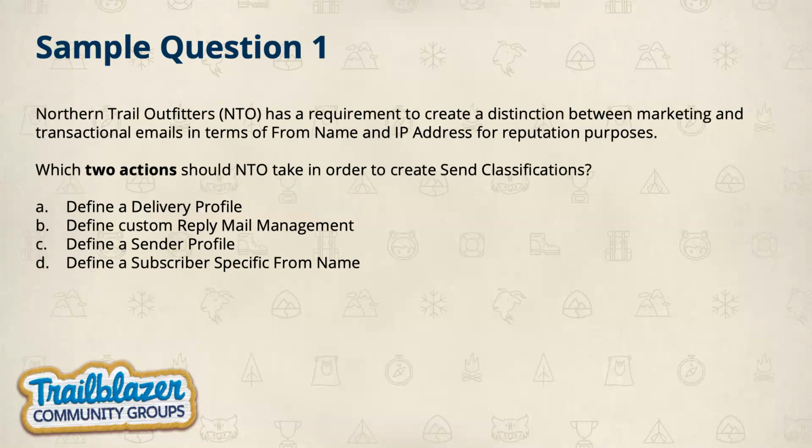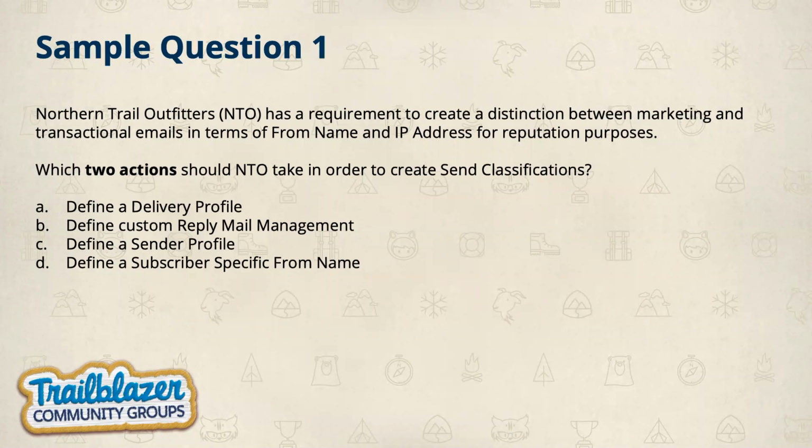Northern Trail Outfitters NTO has a requirement to create a distinction between marketing and transactional emails in terms of from name and IP address for reputation purposes. Which 2 actions should NTO take in order to create send classifications? Option A, define a delivery profile. Option B, define a custom reply mail management. C, define a sender profile. D, define a subscriber specific from name.